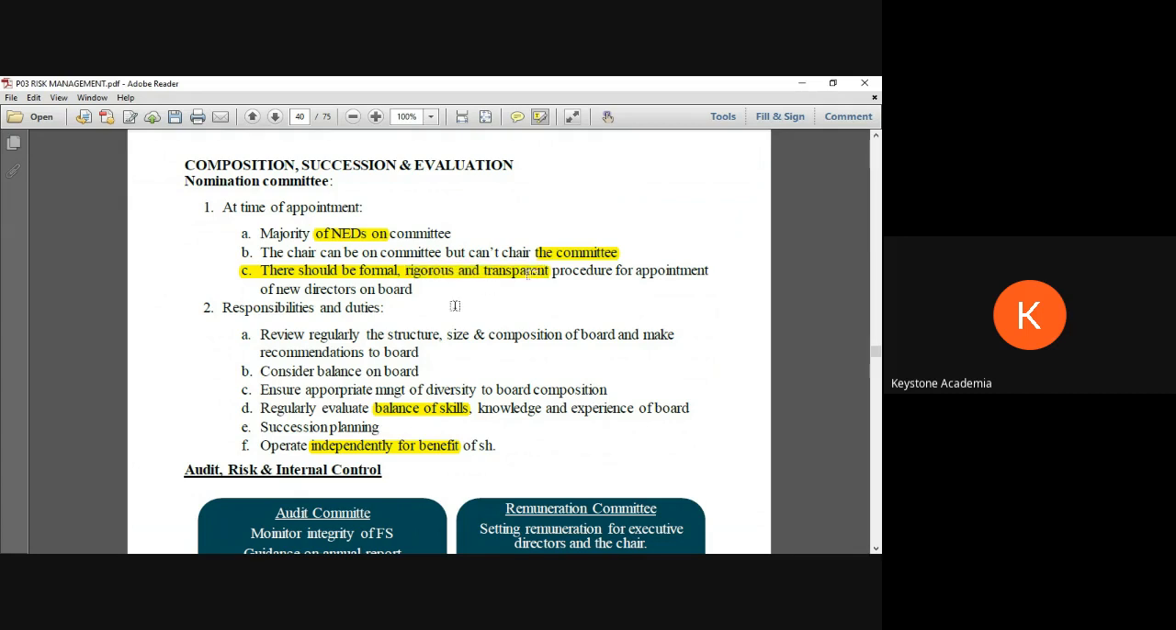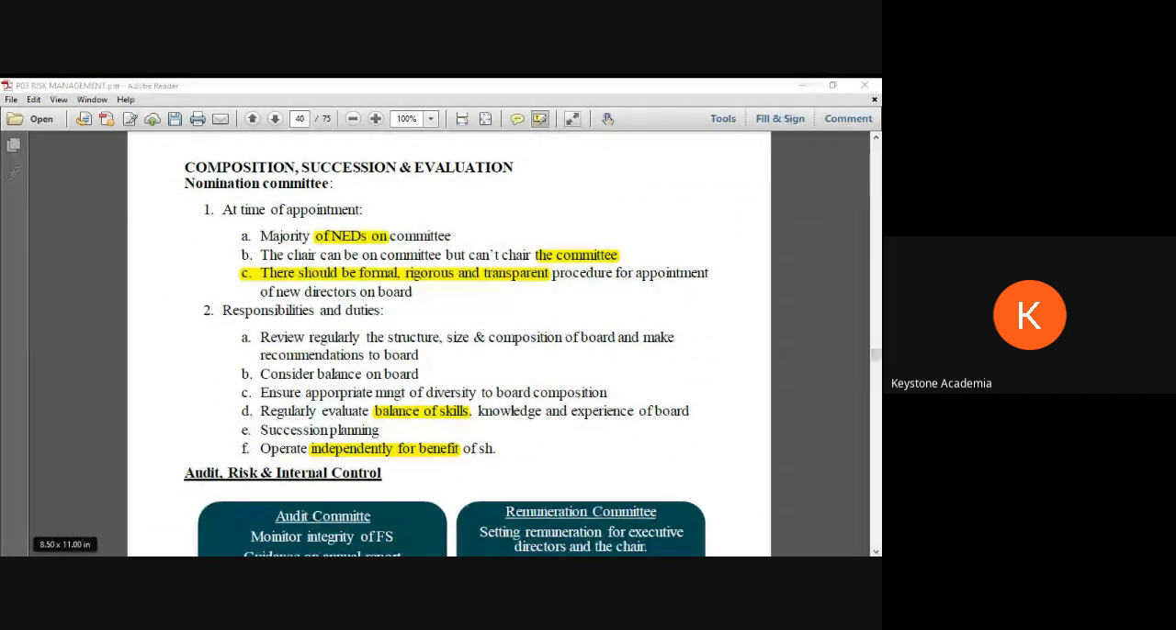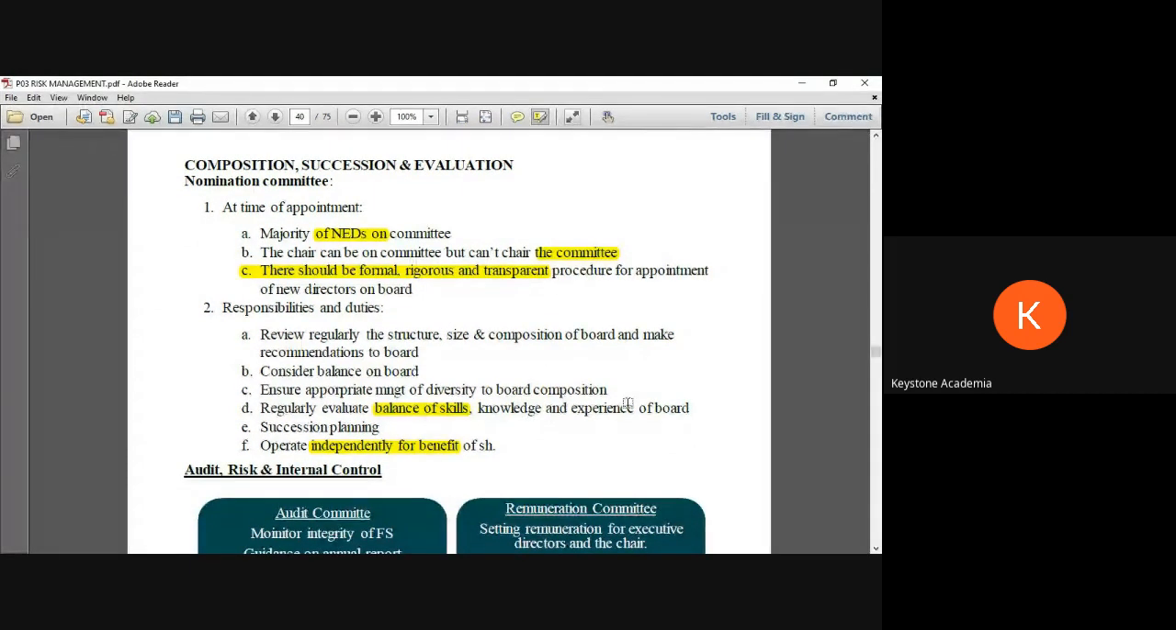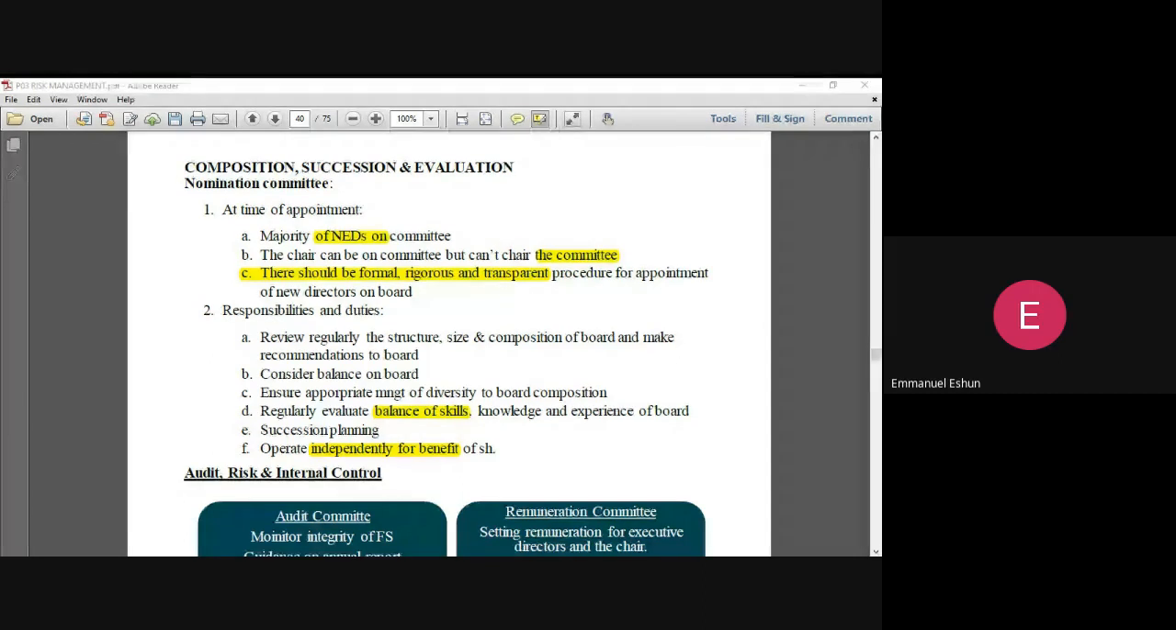Main thing is, now we'll go to the DAISTRUK board. If you want, I can share the screen also. I want an answer from you on the first point: review regularly the structure, size, and composition of the board and make recommendations to the board. I raised this when we were doing the pre-seen analysis also. Do we have proper structure and size in the board? Do we have proper composition in DAISTRUK? What recommendations will you make? The simple answer is no, we don't.